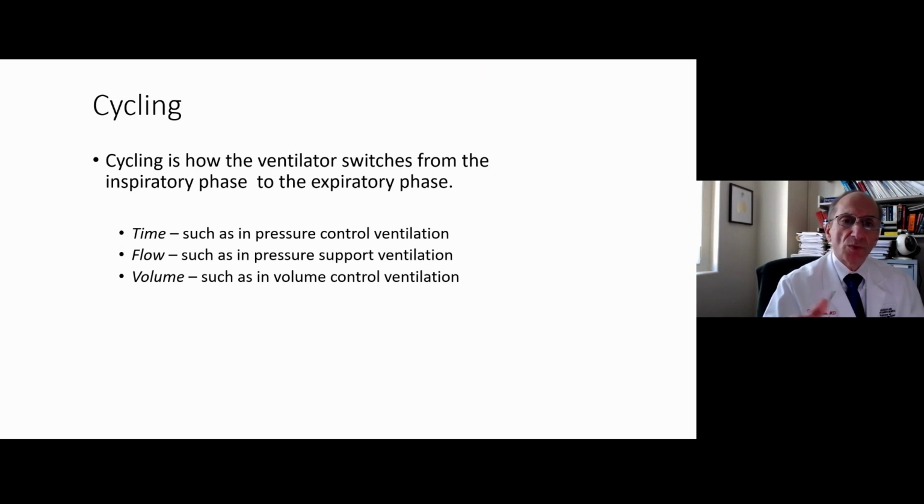Cycling is the opposite. It's what the ventilator uses to understand that it's now time to stop the inspiratory phase of ventilation and move to exhalation. And that can also be done with time. Again, if a certain amount of time goes by, the ventilator will switch to the expiratory phase. If it's flow, then as flow decreases to a certain preset level, it will cycle into exhalation. And volume: if a pre-designated volume is set, let's say you ask the ventilator to give the patient a 500 cc tidal volume, when that volume is delivered, the machine will then cycle to exhalation.